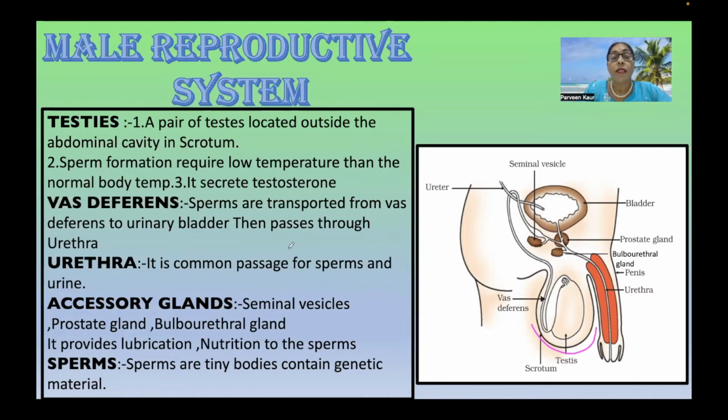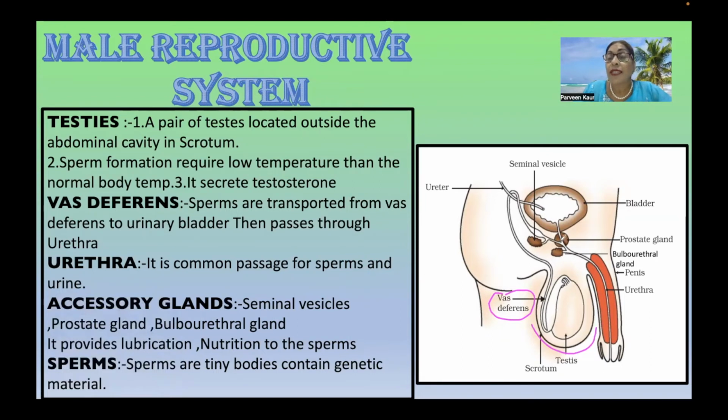Now here you can see the vasa deferens. Sperms are transported from the vasa deferens to the urinary bladder, then pass through the urethra. The urethra is a common passage for sperm and urine.